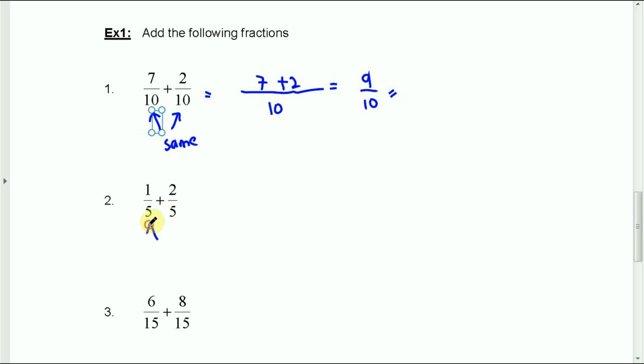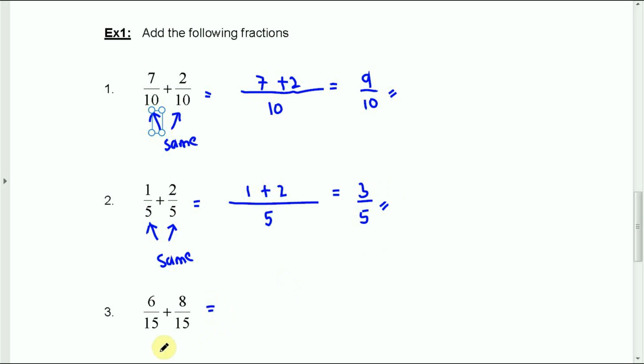Number 2. Are the denominators the same? They certainly are. Denominator 5 here. Denominator 5 here. Denominators are the same. So we can add. So a nice long line with a ruler. Write down that denominator 5. And we add the numerators. 1 plus 2. 1 plus 2 is 3. 3 over 5. That should be the answer.